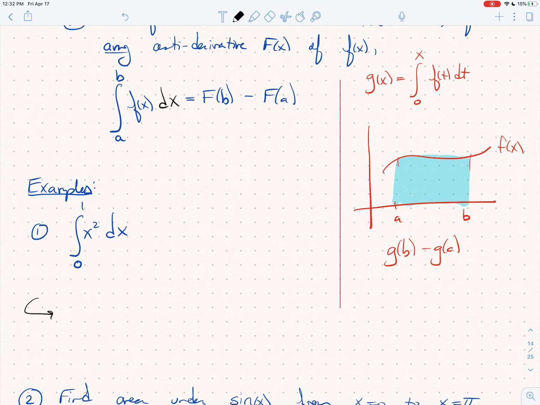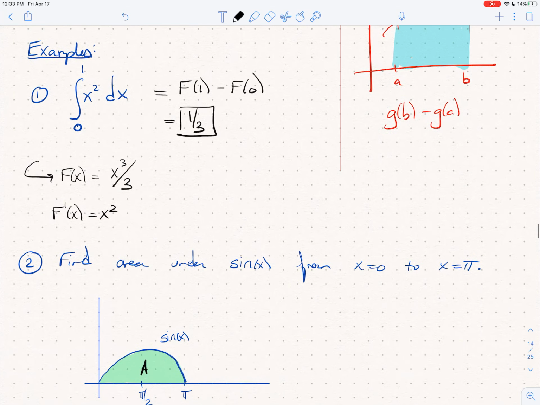Now let's use the fundamental theorem. Let's realize that big F of x equals x cubed over 3 is an antiderivative for x squared, right? You can check that big F prime is x squared. That's what we need. And so this integral is just big F of 1 minus big F of 0. Big F of 1 is 1/3, big F of 0 is 0. And so, wow, that was a lot easier. Oh my goodness. You just plug it into your antiderivative and evaluate.